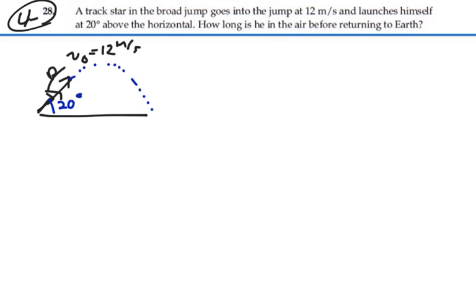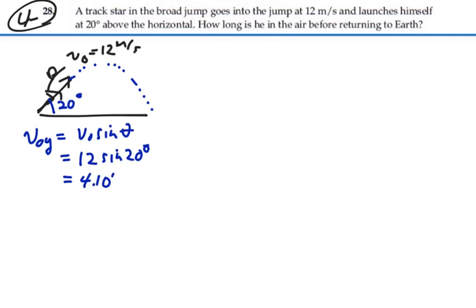So we know that the initial velocity in the y direction will equal v naught sine theta, and that's going to be equal to 12 times the sine of 20 degrees, and that is 4.10 meters per second. So that's our initial velocity in the y direction. We know our acceleration is going to be a negative 9.8 meters per second squared, because we're going with the up direction as being our positive direction, our initial velocity direction.